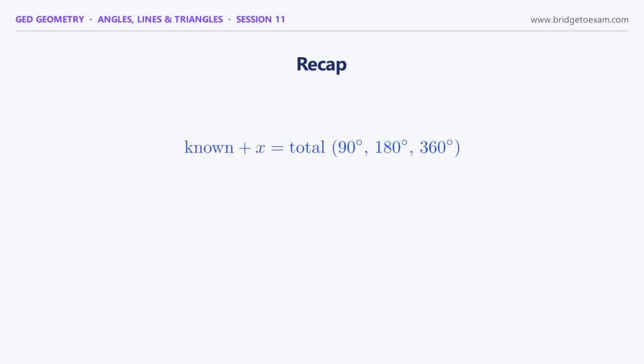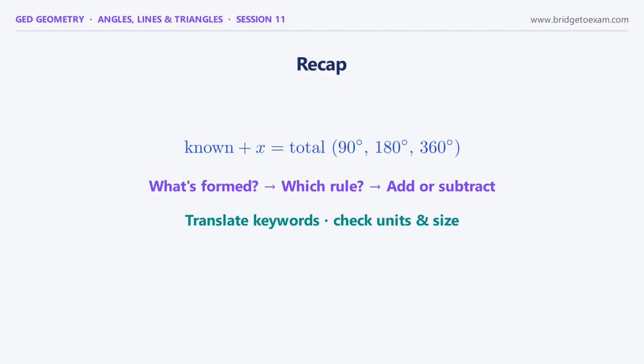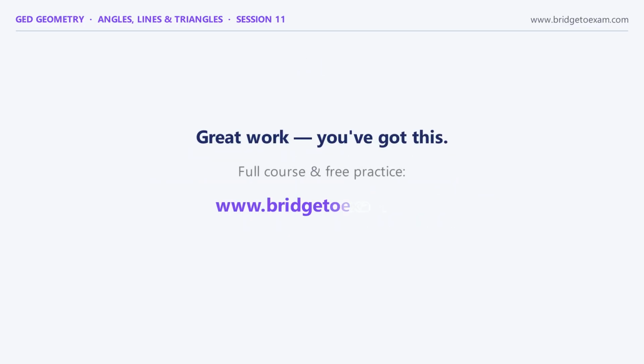Let's recap. Turn every word problem into the model. Known angles plus an unknown equals a required total. Ask what is formed, choose the matching rule, then add or subtract. Translate keywords like perpendicular, straight, parallel, and isosceles into facts, and always check that your answer's size and units make sense. Excellent work on Session 11.